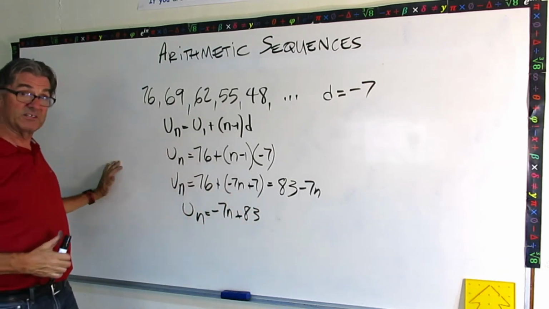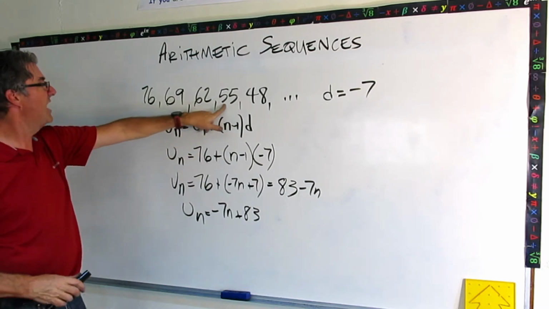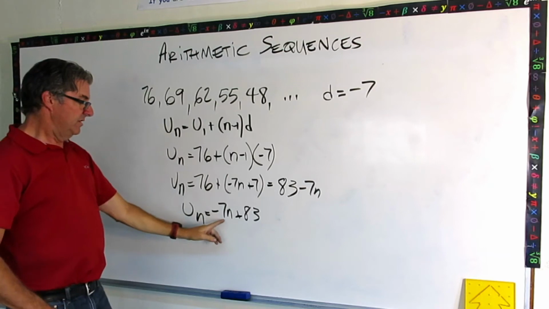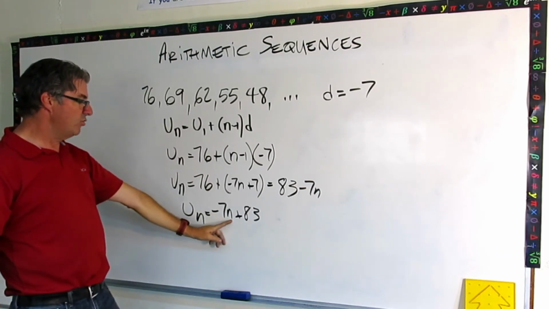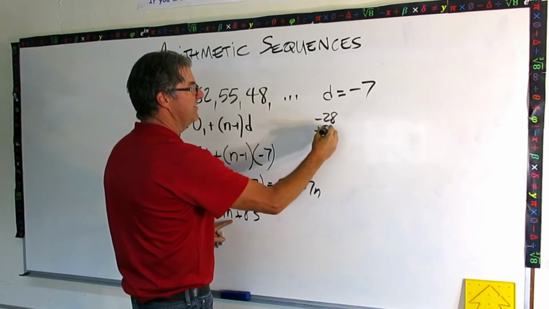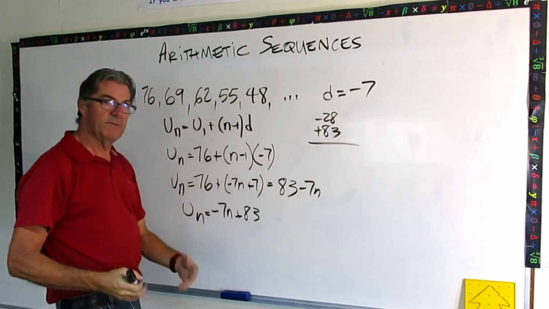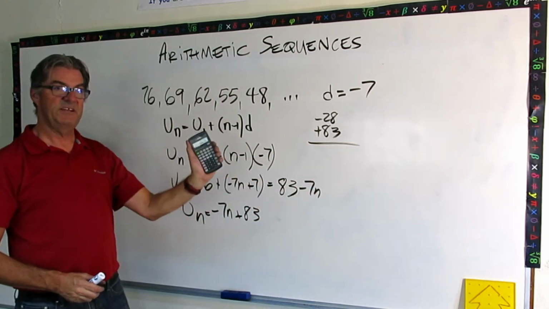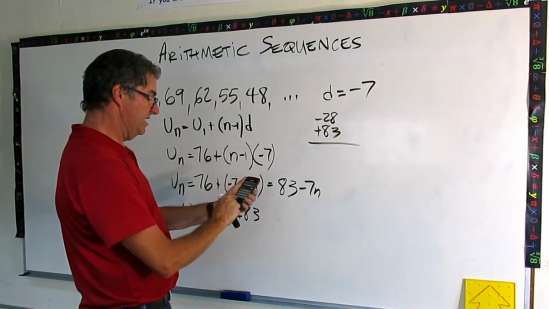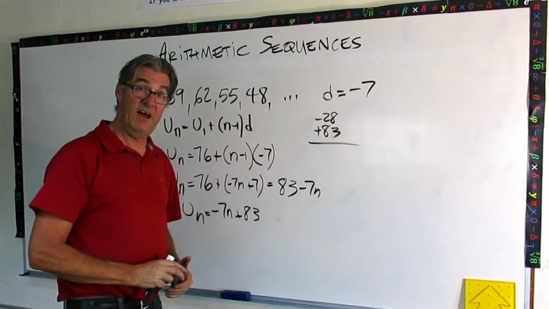So let's see if that works. Let's give it a test. Let's try it on 55. That's the 1, 2, 3, fourth term. So 7 times 4 is negative 28 plus 83. Negative 28 plus 83. I'm going to use my handy-dandy calculator. Let's try that. Negative 28 plus 83 equals 55.